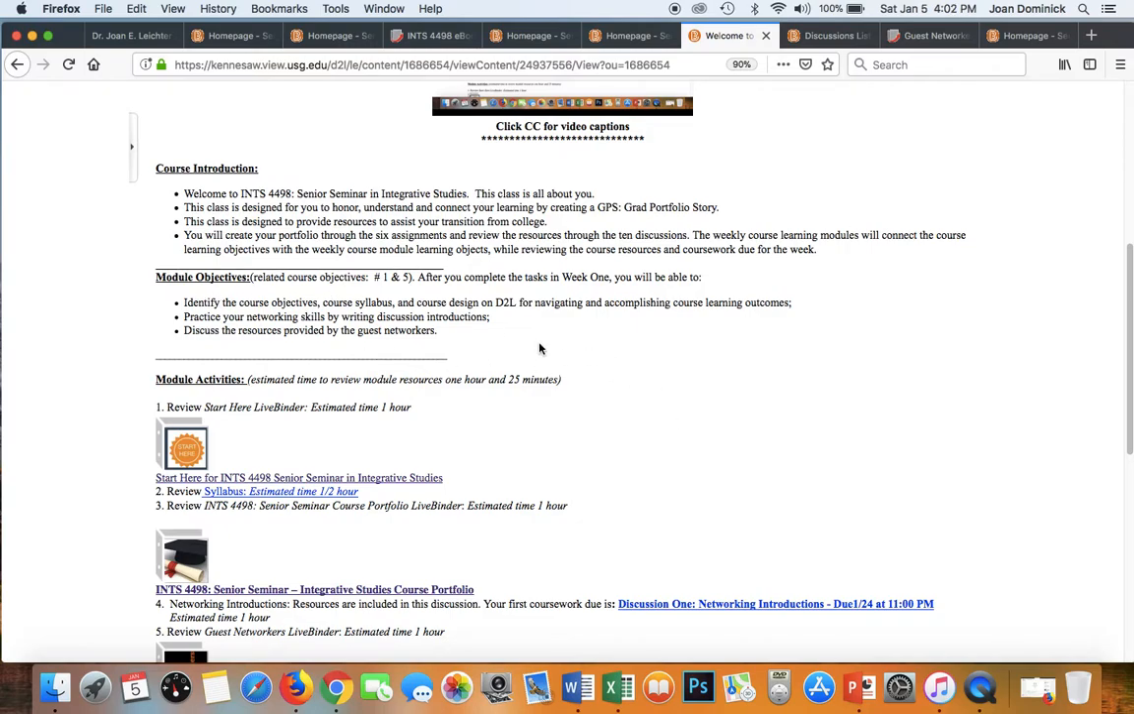Module objectives for this week, they correlate to the course objectives listed in our syllabus 1 and 5, and after you complete the tasks in week 1, you'll be able to identify our course objectives, the course syllabus, course design on D2L for navigating and accomplishing your course learning outcomes, practice your networking skills by writing discussion introductions, and discuss the resources provided by the guest networkers in discussion 1.